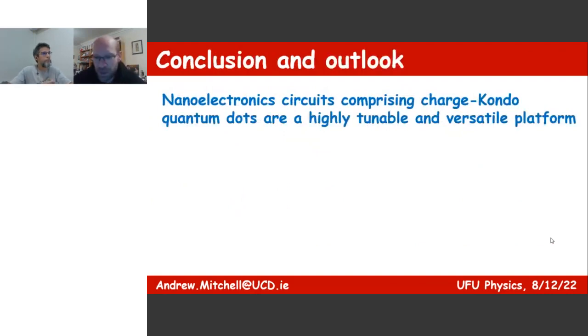Okay, so let me just wrap up. I apologize for being 5 minutes over time already. I guess what I wanted to say here was that nanoelectronic circuits comprising these charged Kondo quantum dots are really beautiful systems.